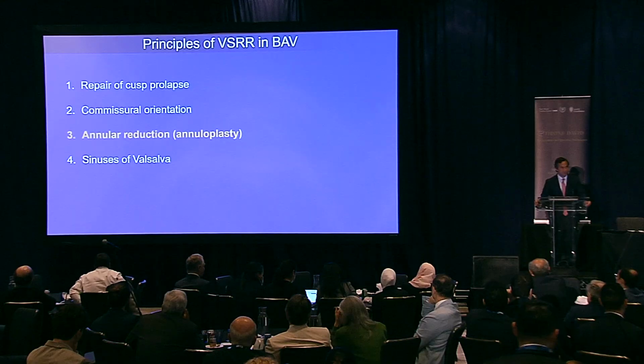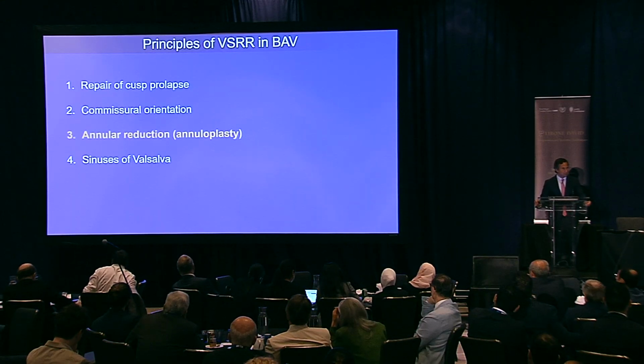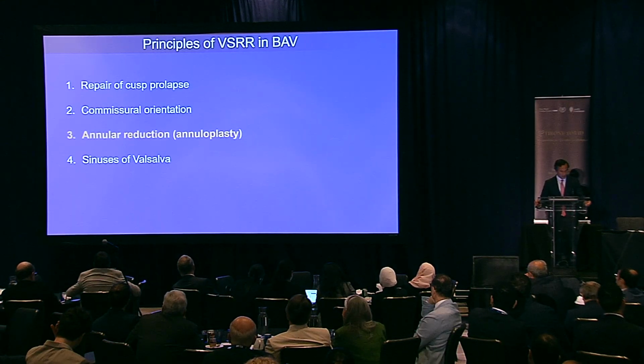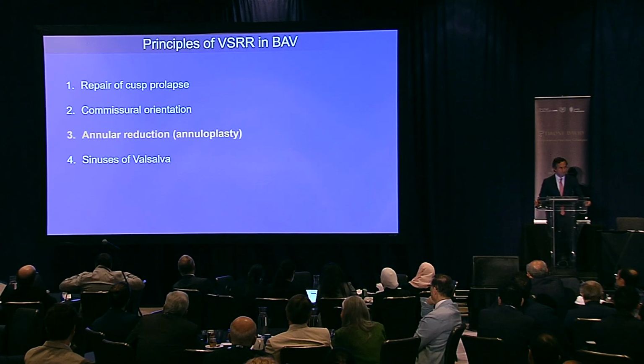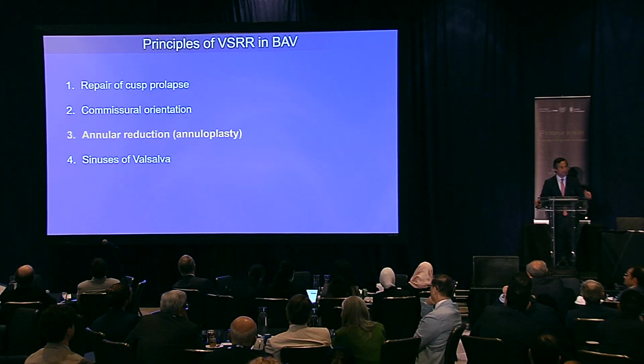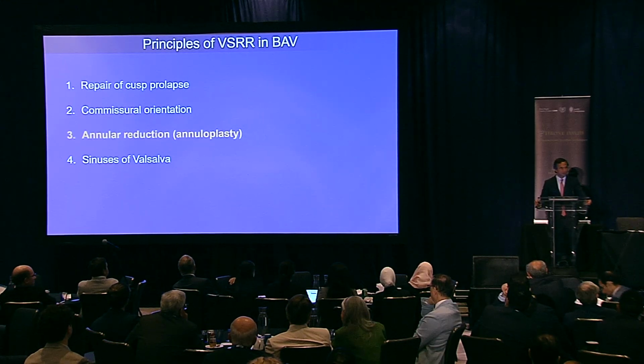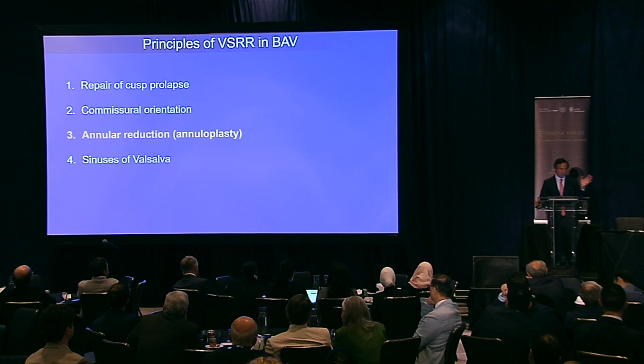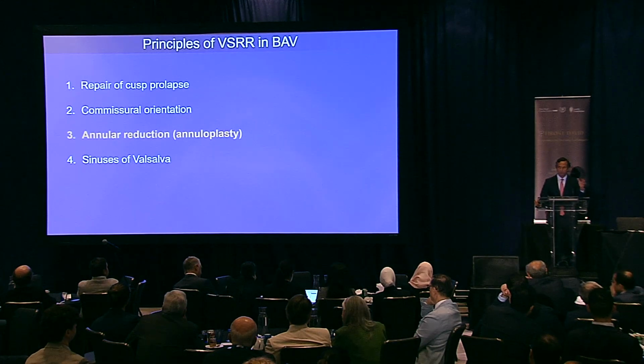I'll skip over the first 2 points because we've heard a lot about cusp repair and commissural orientation. I'll just focus on the last 2 and then show you the video. So when you're doing a remodeling procedure, you saw all the data from the original remodeling series, either without any annuloplasty or any addressing of the basal ring, or with limited annuloplasty bands in the fibrous portion, etc.